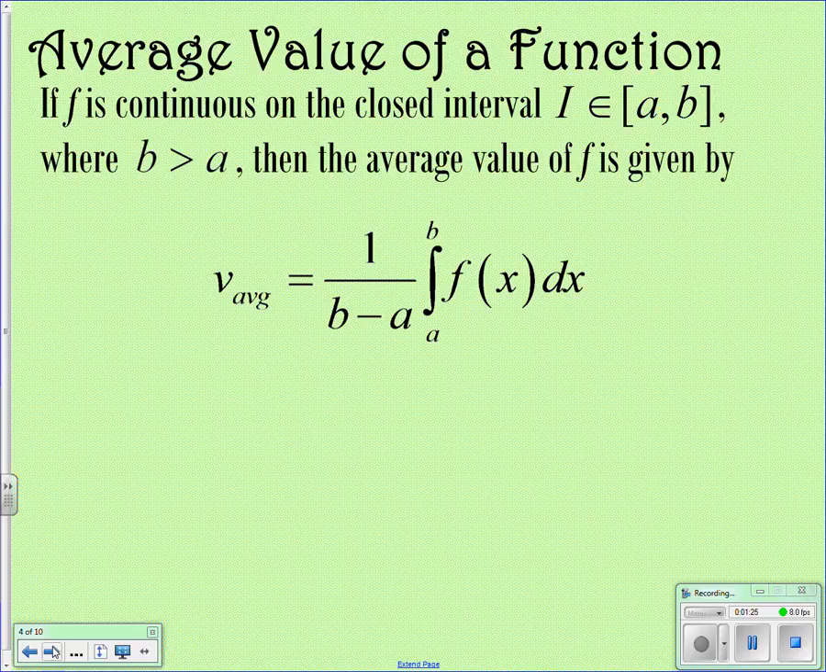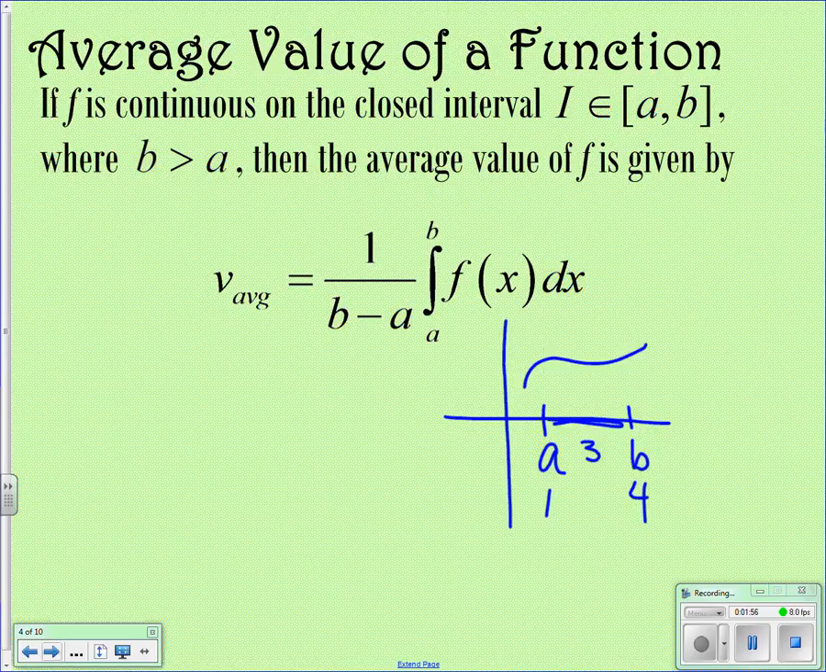So the average value of a function: if you have a continuous function on the closed interval [a, b] and b is greater than a, then the average of your function is given by 1 over b minus a, that is the length of your interval, and then you multiply it by the integral of your function. So I'm going to do a picture here. We're going from a to b. I'm going to actually plug in numbers. I'm going to say 1 and 4. So this distance here would be 3.